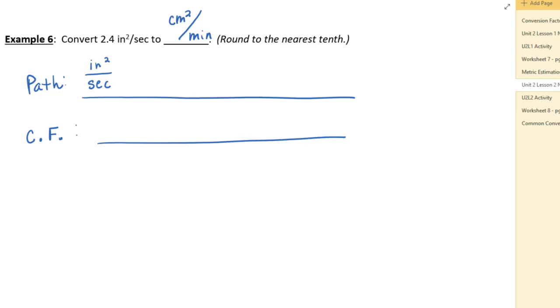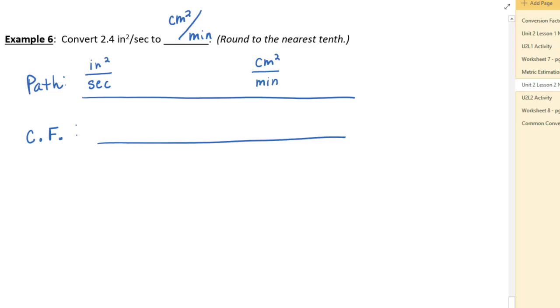Unit 2, Lesson 2, Part 3, Example 6. So I hope you've worked your way up to this problem, because this problem is really going to encompass everything that we've talked about so far in Unit 2. In this problem, we're asked to convert from 2.4 inches per second, and we want to convert that to centimeters. It's inches squared per second, which changes things a little bit. And we're asked to end with centimeters squared per minute.